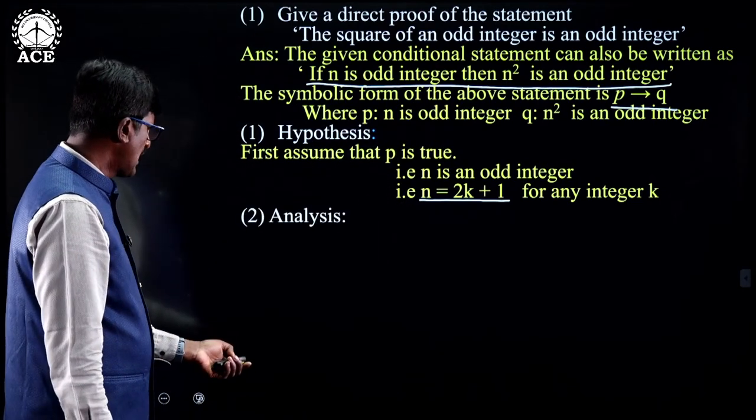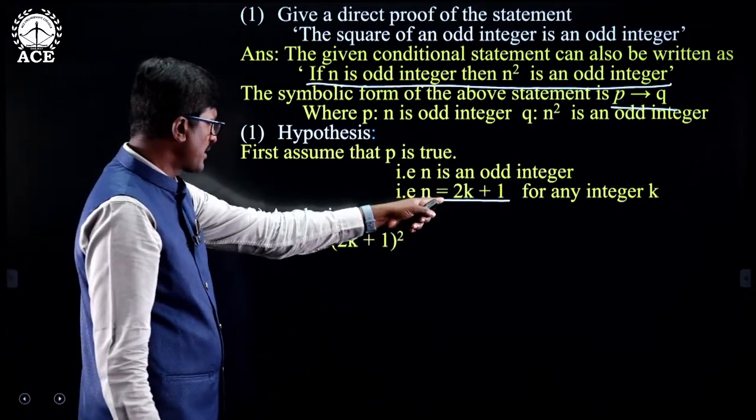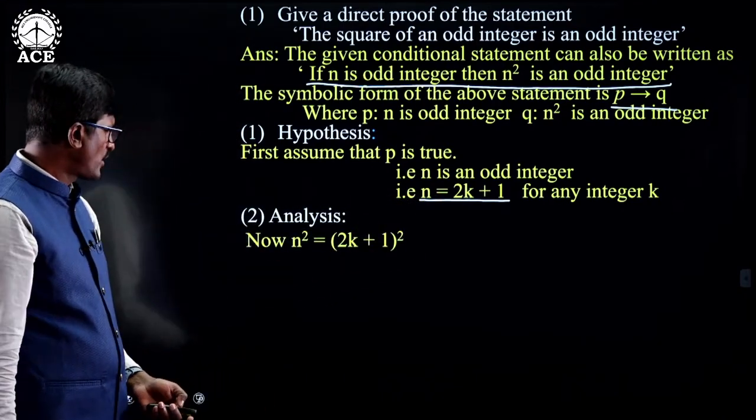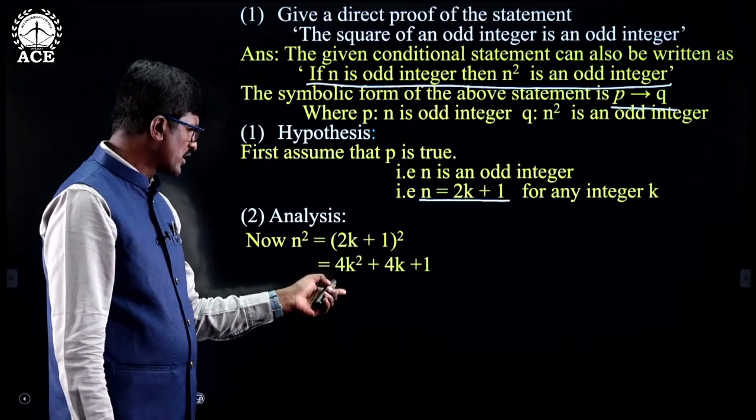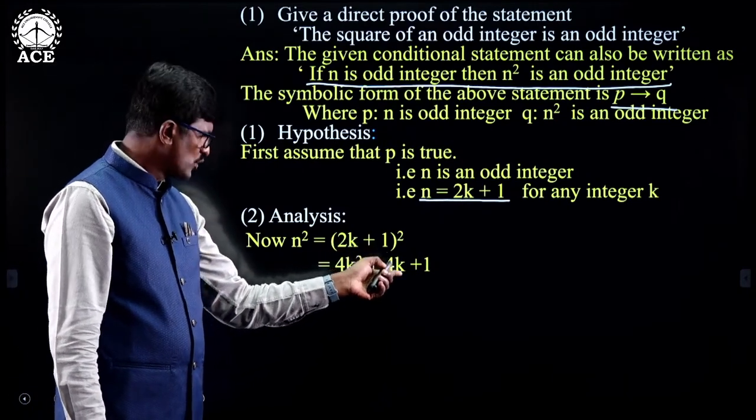So, what am I doing? I am taking N square. N is 2k plus 1. Now, N square is 2k plus 1 whole square. If you expand it, you will get 4k square plus 4k plus 1.